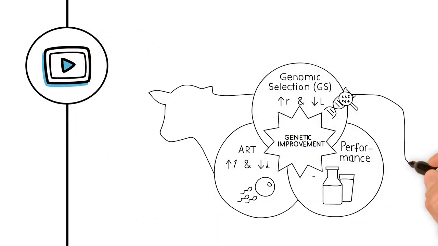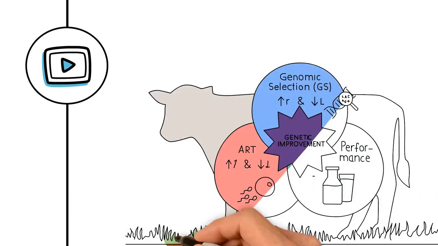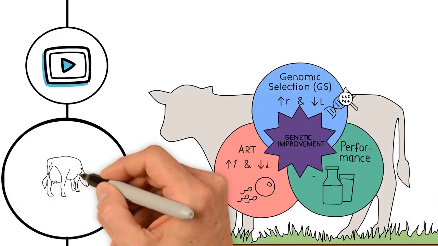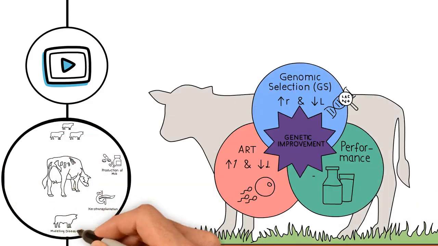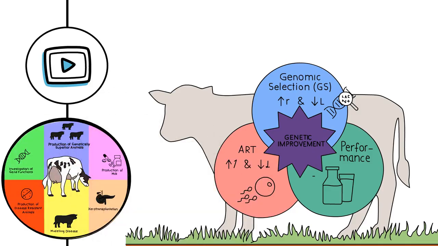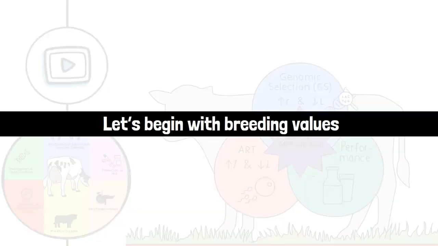Welcome to today's video, where we'll explore the concept of base change and breeding values in animal genetics, and why these ideas are essential for improving the quality of livestock. Let's begin with breeding values.